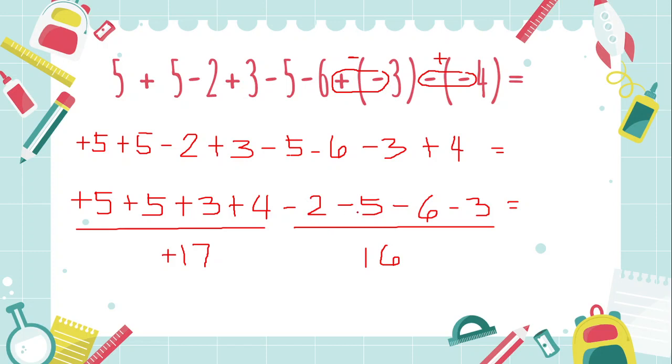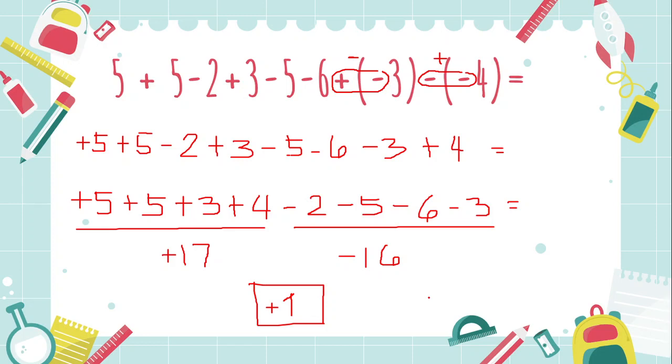Then the sign of this one will be negative. Then from here, we now have two unlike sign numbers. And like what I said earlier, if the two numbers have different signs, all we need to do is to subtract the two numbers. So you have 17 minus 16 gives us 1. Since 17 is bigger than 16 and the sign of 17 is positive, then we have here our final answer as positive 1.